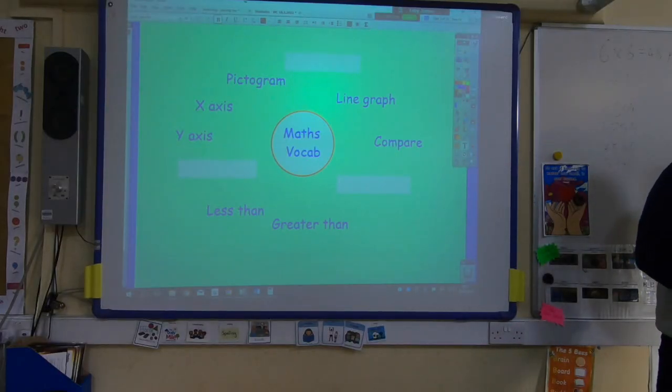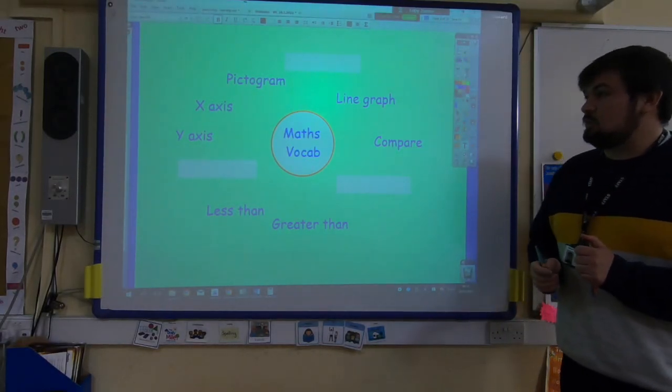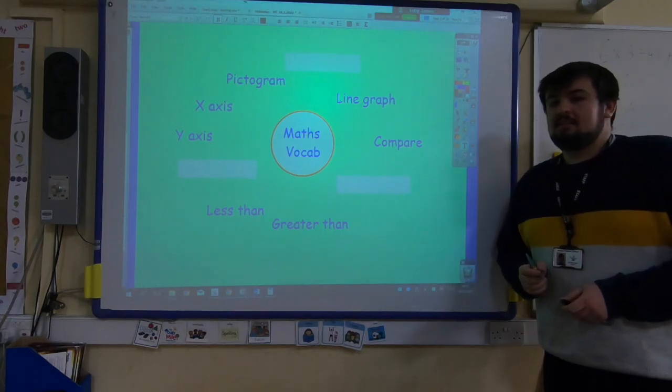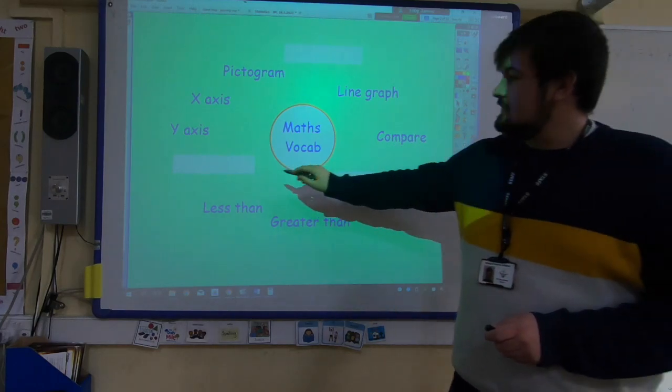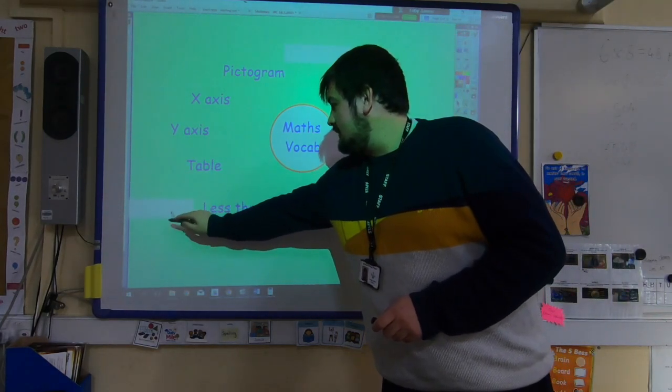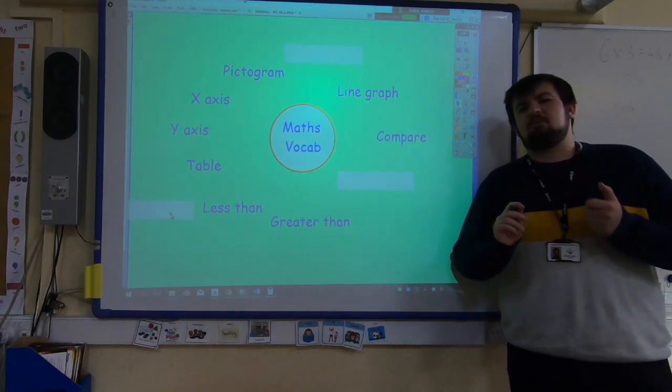Who can tell me one of the words then? Who can get us started? Jacob. Table. Which one's table? On top of, below, y-axis, and on top of, less than. Good boy, yeah. Above, less than, below, y-axis. Good. Jacob, can you tell me what does table mean?